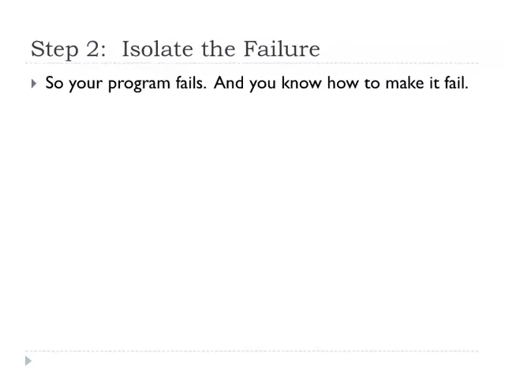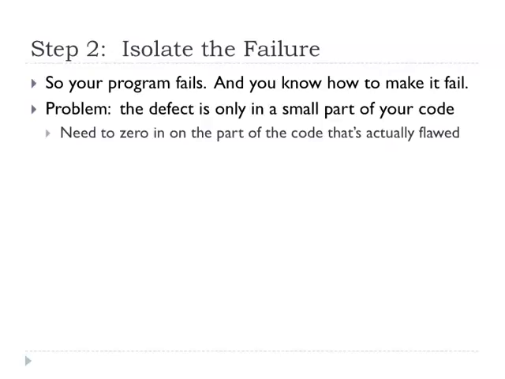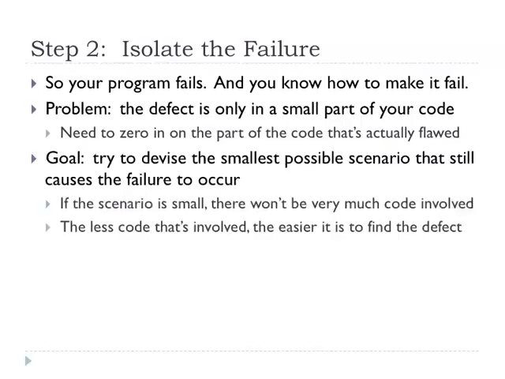Okay, so you've been able to reproduce the failure. Like I say, your program fails, and you know how to make it fail every time. So the problem is that the defect is probably only a small handful of lines, and you need to find those lines of code. So now you need to go about the process of isolating the failure. Okay? You try to find the smallest possible way to get the failure to occur, because the smaller you can narrow it down, the smaller the code is that's actually executing before the defect occurs. Like I said, the less code that's involved, the easier it is to find the defect.